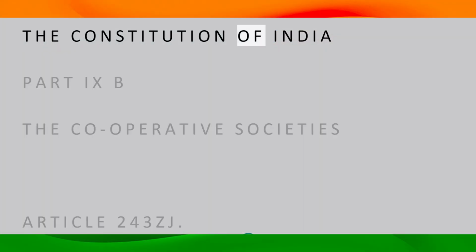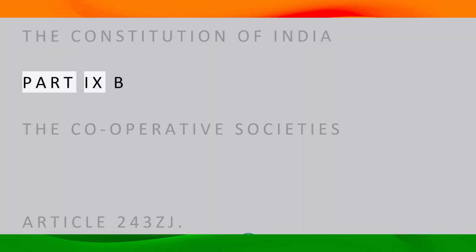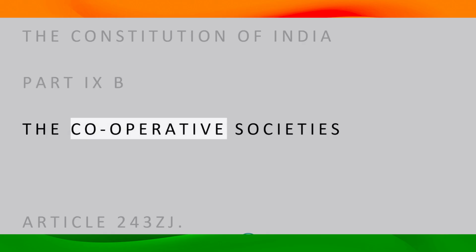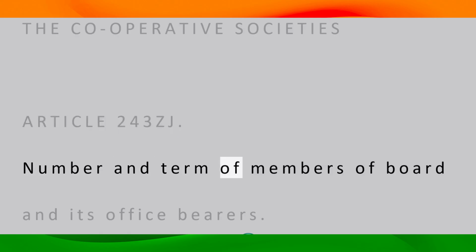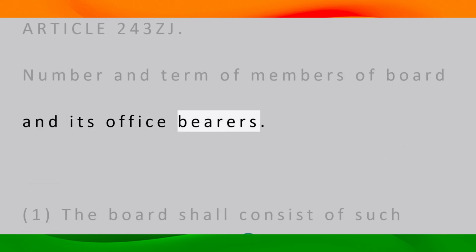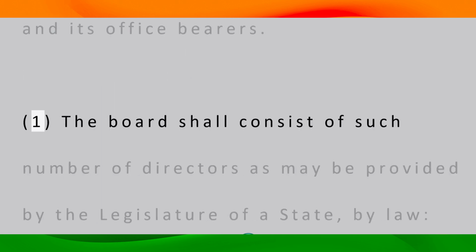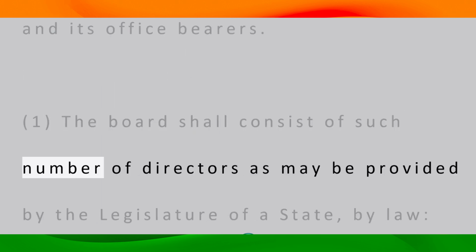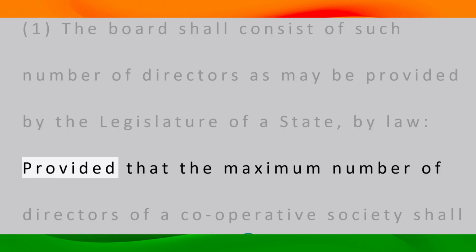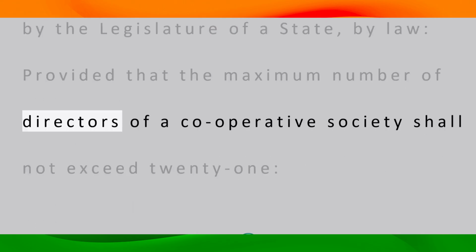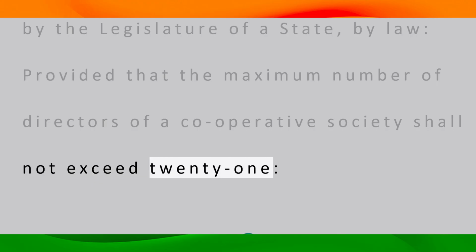The Constitution of India. Part 9B. The Cooperative Societies. Article 243ZJ. Number and term of members of board and its office bearers. 1. The board shall consist of such number of directors as may be provided by the legislature of a state, by law, provided that the maximum number of directors of a cooperative society shall not exceed 21.